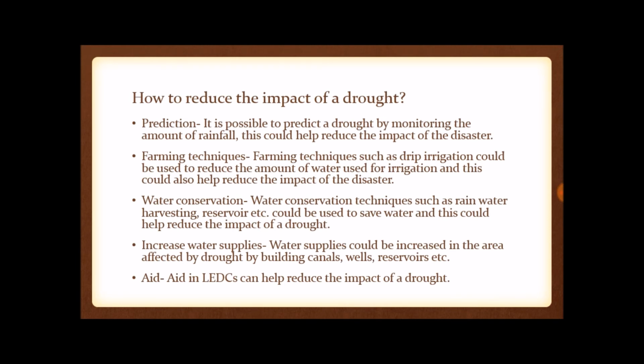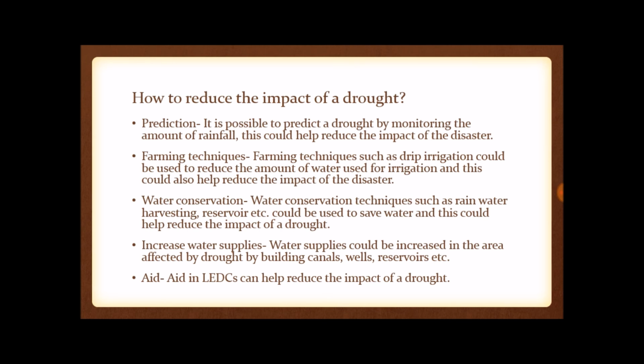Fourth, increase water supplies. We could increase the water supply in an area. For example, we can build a canal from a main river to a dry area so that people could use that water for their benefit. The fifth one, aid. Again, this is the most common technique to reduce the impact of a disaster. MEDCs could donate money to LEDCs to reduce the impact of a disaster so that fewer people are killed and the impacts are less adverse.